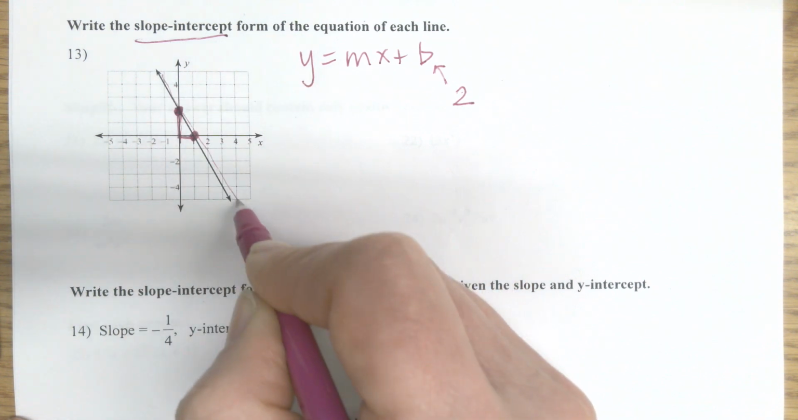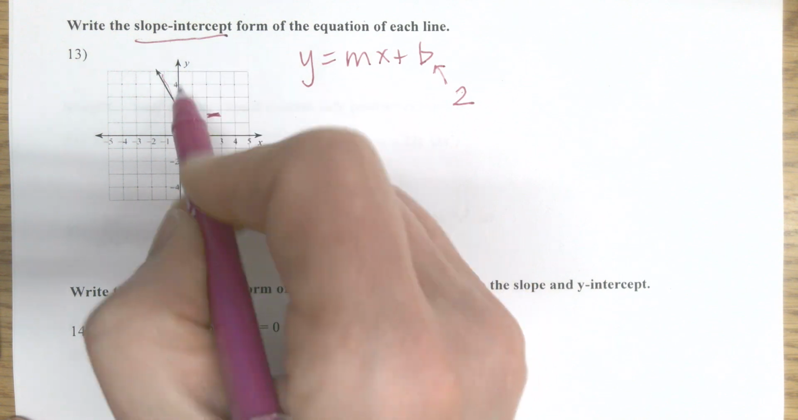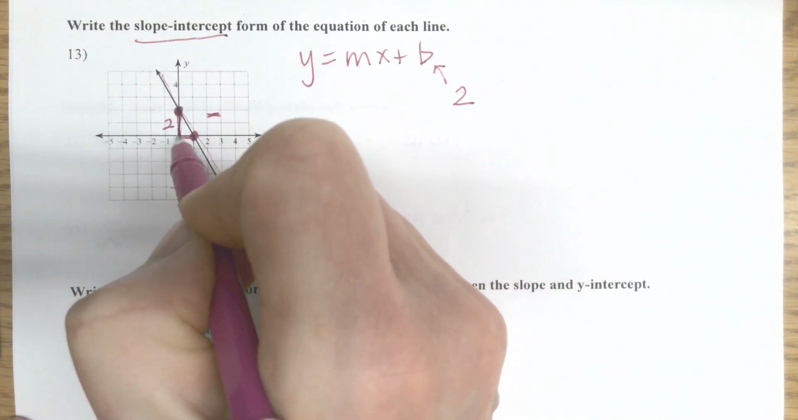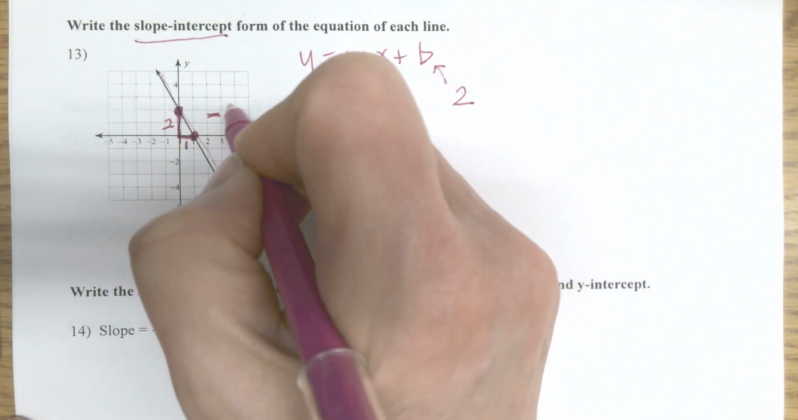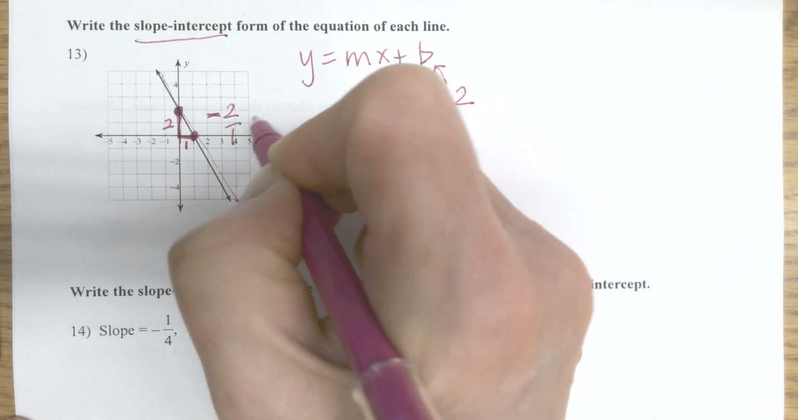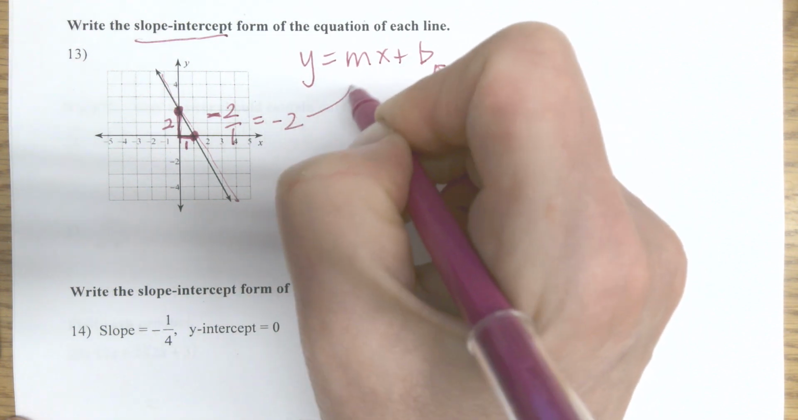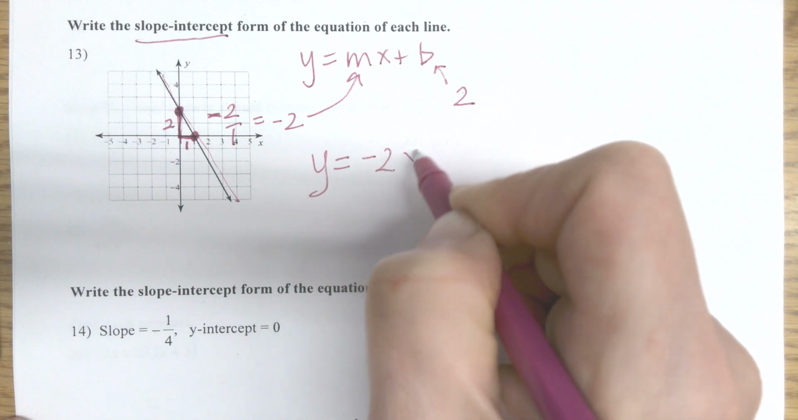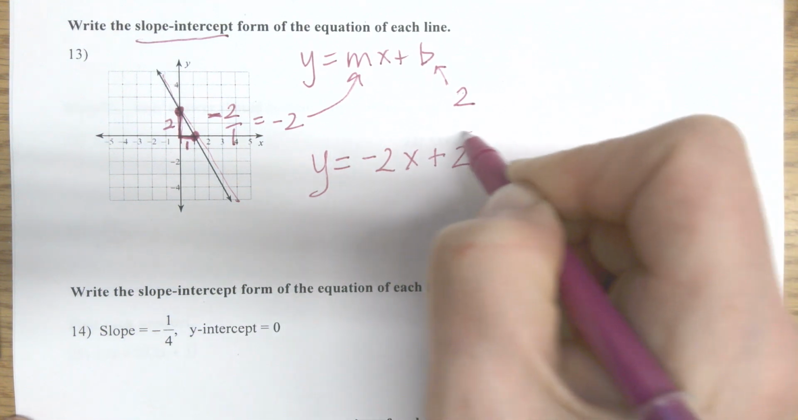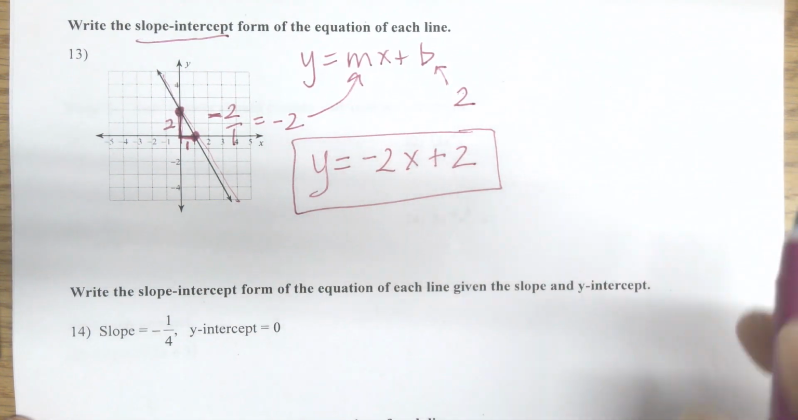And then I do my slope on that problem. This is dropping, so I know my slope is negative. And when I do the rise over the run, it's 2 over 1. So I'd write that as negative 2 over 1, or just negative 2. That's my slope. Then I put it all together, y equals negative 2x plus 2 for my final answer.